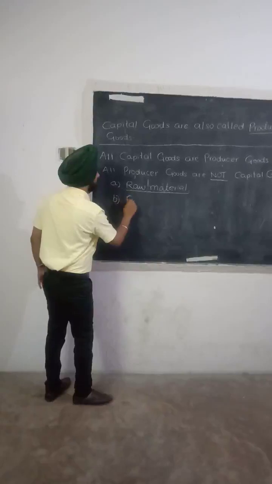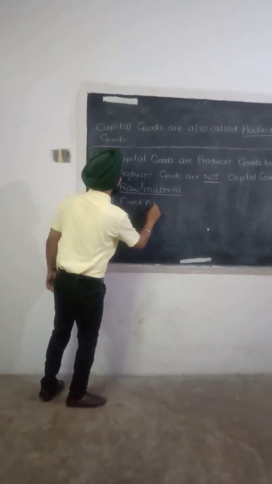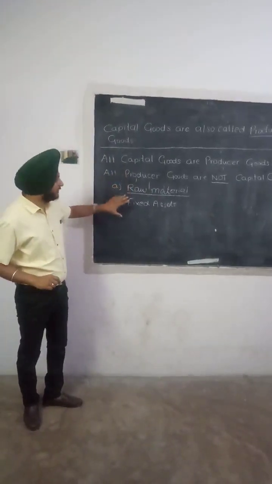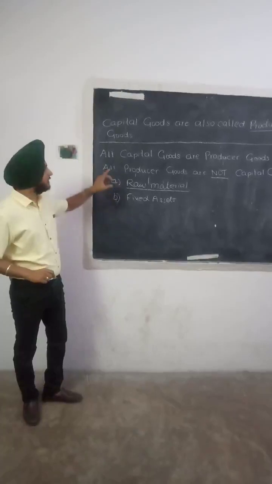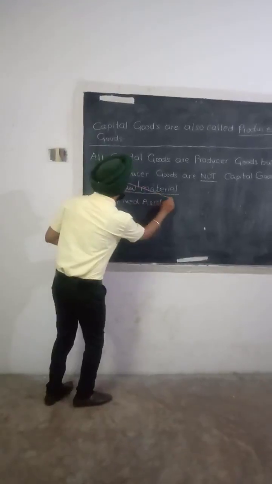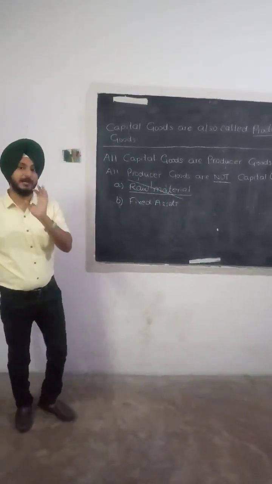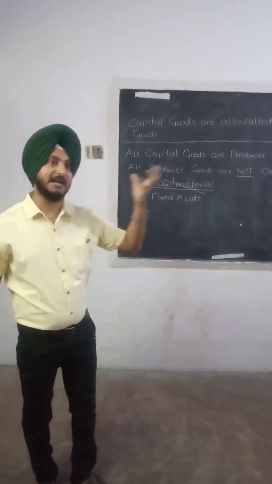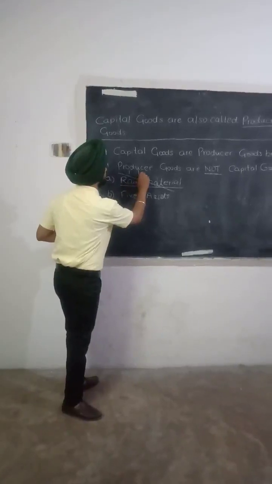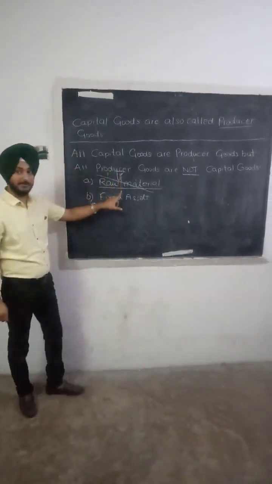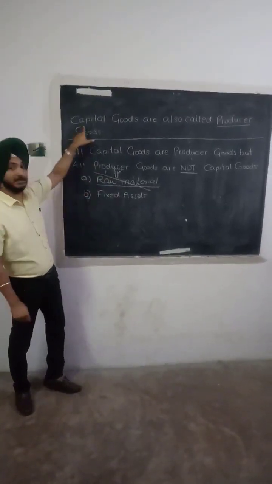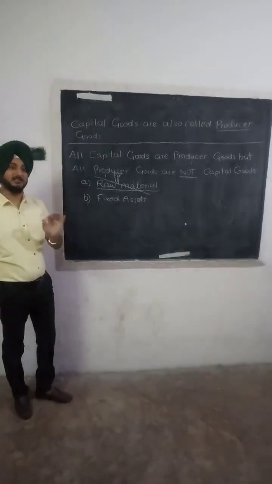But producer goods also involve fixed assets of production. So producer goods involve raw material as well as fixed assets. In capital goods we only use fixed assets of production. We are not taking raw material in that. So one thing you have to keep in mind while differentiating capital goods from producer goods is that producer goods involve raw material and fixed assets, but raw material are not capital goods. Fixed assets are capital goods. These things you have to keep in mind.